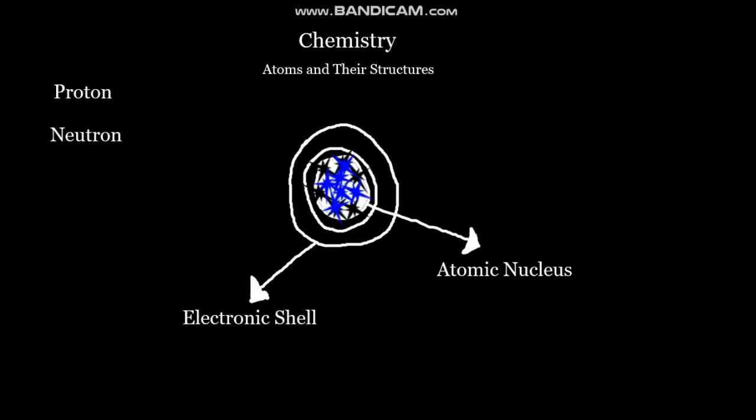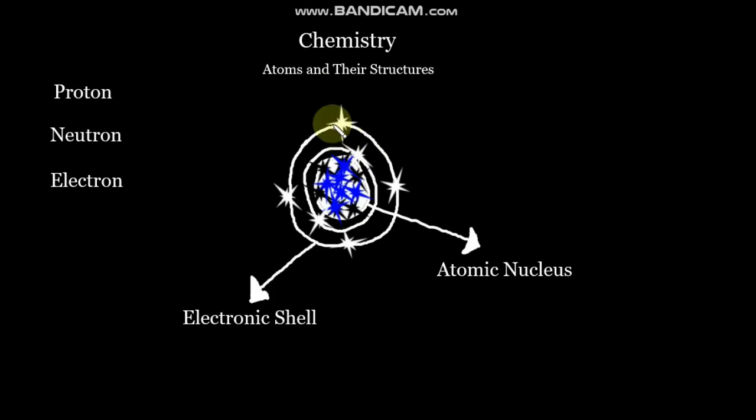This takes us to the next subatomic particle in the atom, which is the electron. The electron is a negatively charged particle in the atom. It's found in the electronic shell. Let me demonstrate it using white stars this time.